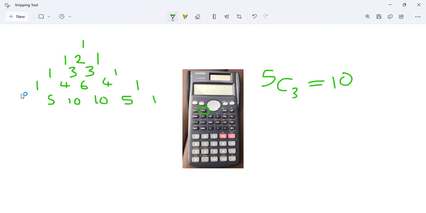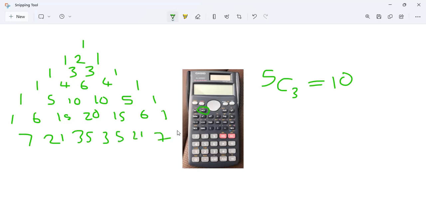You see what I'm doing? I'm simply adding. We have a 6 there, 15, 20, we have a 15, we have a 6, we close 1 and 1. The 7 there, 21, 35, 35, 21, 7, it goes on and on. But what I'm interested in is you understanding how to use it without a calculator. So 5 combination 3, you locate where 5 is after 1. You count 1, 2, 3. So the answer is 10.